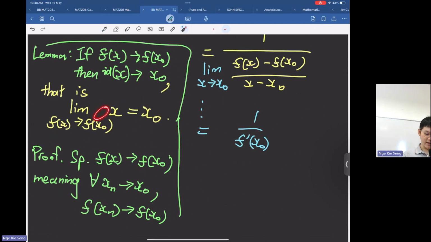So let's say we have this result already; can we continue or not? You see this limit here: seriously, we should think of this x as the identity function. Otherwise it's not defined, because we define the limit of a function. So if f(x) converges to f(x0), does the identity function converge to x0 also? I think this makes more sense.